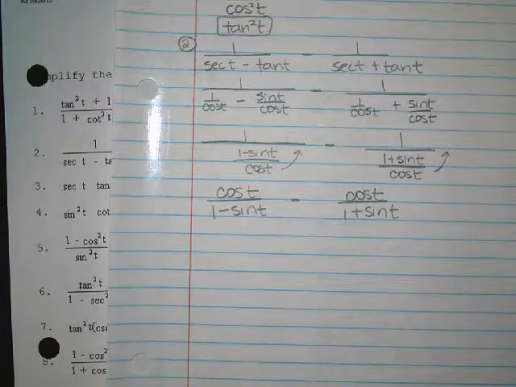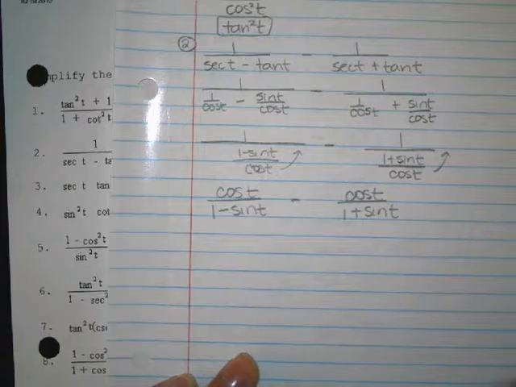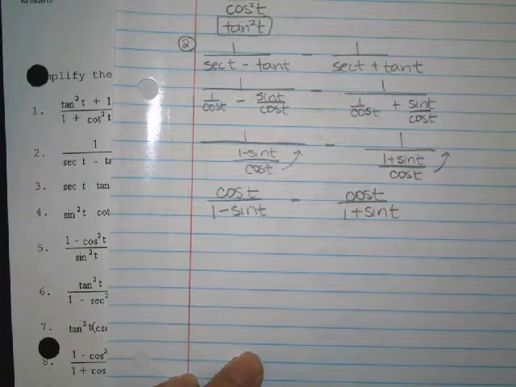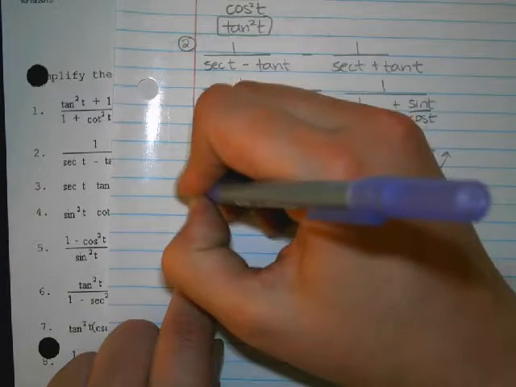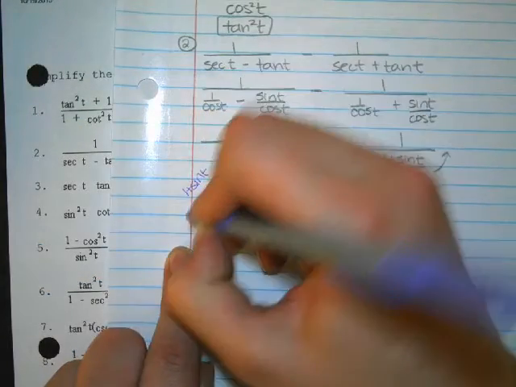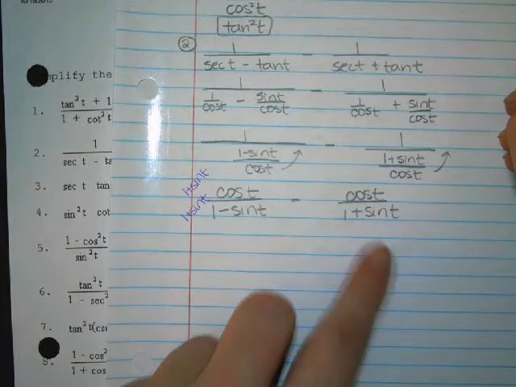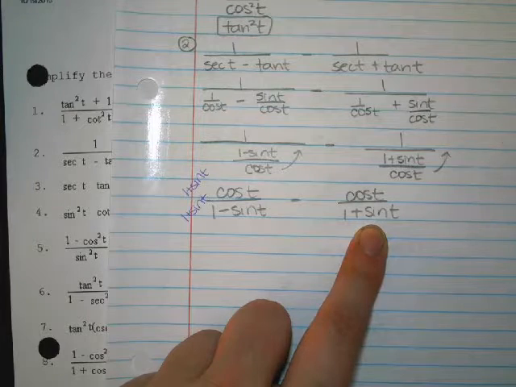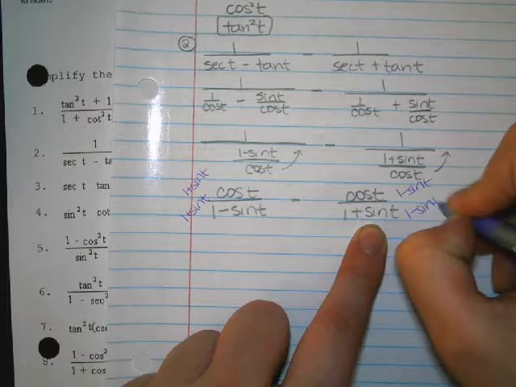Okay, so we need a common denominator. How are we going to do that? Multiply by what they need. So the first fraction is going to multiply by 1 plus sine t, and has to multiply by it on the top and the bottom. And the one on the right needs 1 minus sine t.